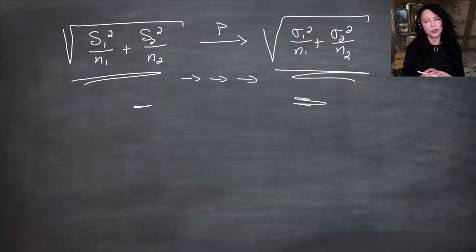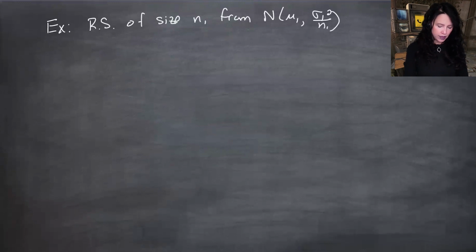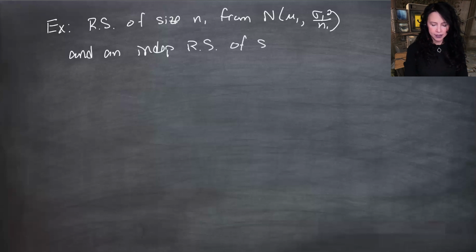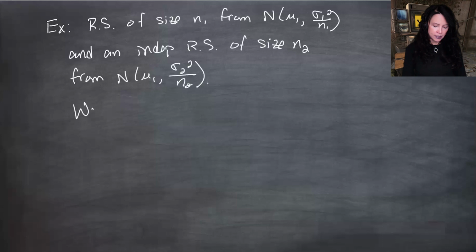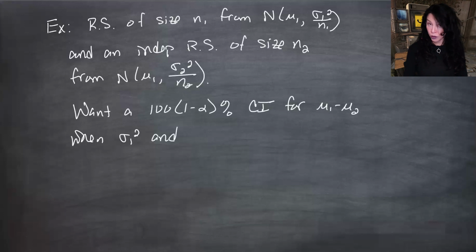One more of these normal two sample difference of means example, which is actually going to take us into the next class. We're not going to be able to finish this. I have a random sample of size n1 from the normal distribution with mean mu1, sigma 1 squared over n1, and an independent random sample of size n2 from the other normal distribution. And I want a 100 times 1 minus alpha % confidence interval for mu1 minus mu2 when sigma 1 squared and or sigma 2 squared are unknown.